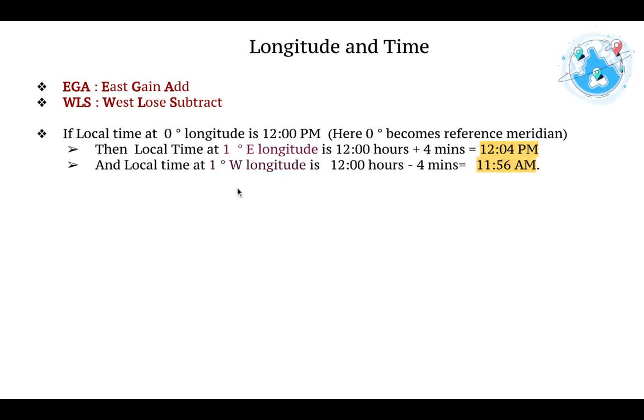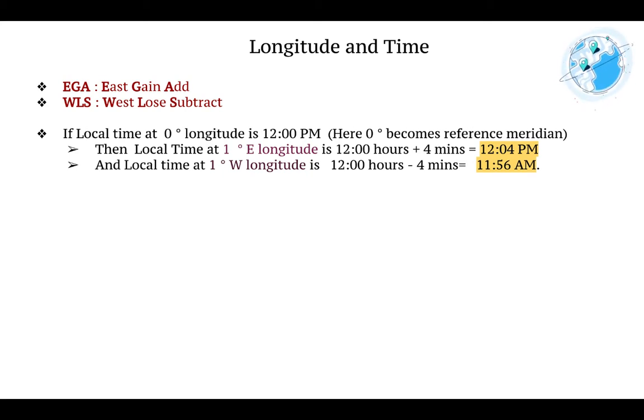Now what would be the local time of 1 degree west? Since 1 degree west lies west of it, as per WS, west lose subtract. The difference between the reference and the given longitude is 1 degree, so I am subtracting 4 minutes. Hence the time becomes 11:56.